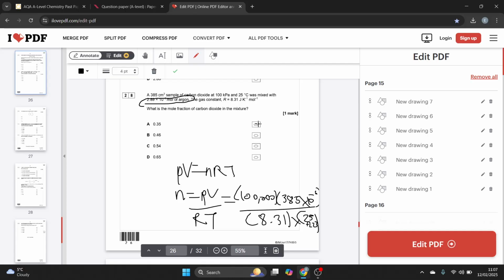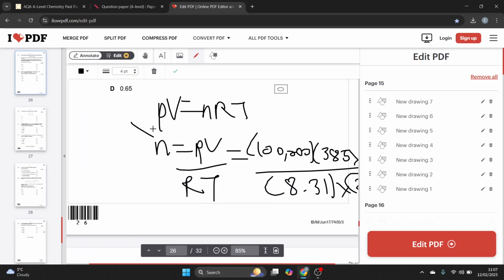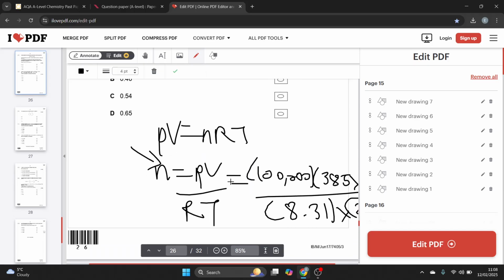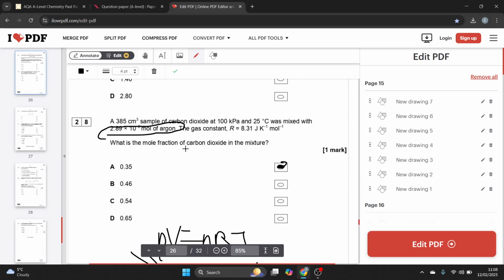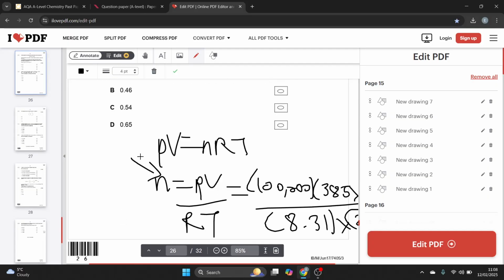0.349, so yeah, 0.35. Because basically what happens is I use what I did just now, PV, because I know n equals PV over RT. I got the moles of carbon dioxide. I want to find a mole fraction, so it's going to be the moles of carbon dioxide over the total number of moles, so over the moles of carbon dioxide plus the moles of argon.